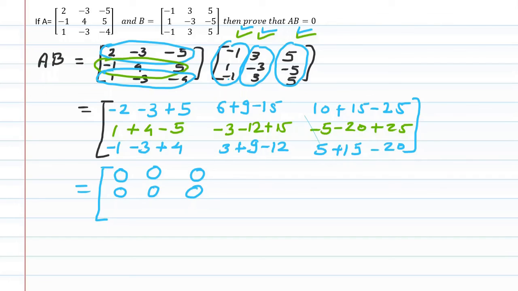-1 -3 -4 plus 4, that is also 0. 3 plus 9 is 12 minus 12, that is also 0. 5 plus 15 is 20 minus 20, that is also 0. And we are observing that this is a null matrix 0, and therefore we proved that the multiplication AB is equal to 0.